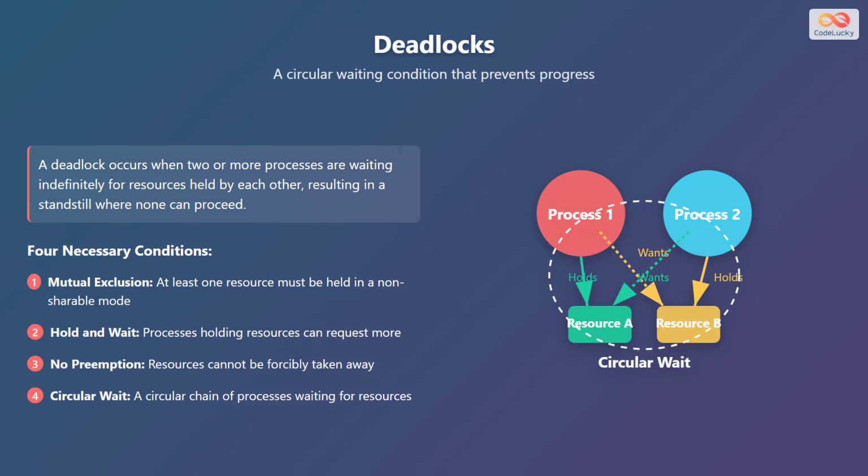There are 4 necessary conditions for a deadlock to occur. 1. Mutual exclusion. At least one resource must be held in a non-shareable mode, meaning that only one process can use the resource at a time. 2. Hold and wait. Processes holding resources can request more resources, potentially leading to a situation where they are waiting for resources held by other processes. 3. No preemption. Resources cannot be forcibly taken away from a process, meaning that once a process has acquired a resource, it cannot be taken away until it voluntarily releases it. 4. Circular wait. A circular chain of processes exists where each process is waiting for a resource held by the next process in the chain.